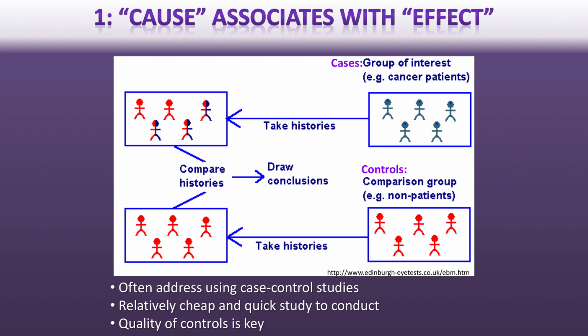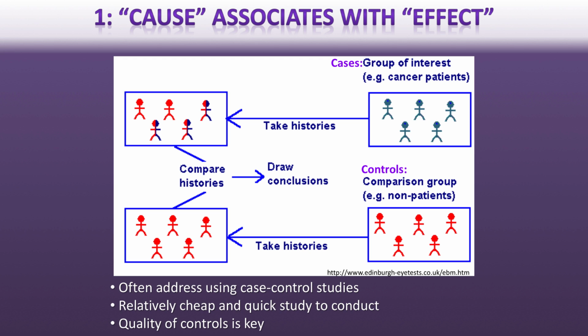All right, so let's talk a little bit about the first factor here, which is the idea of a cause actually associating strongly with an effect. So this is done very often using what are called case control studies. And the way that these studies work, essentially, here we're speaking about the right-hand side of the slide.